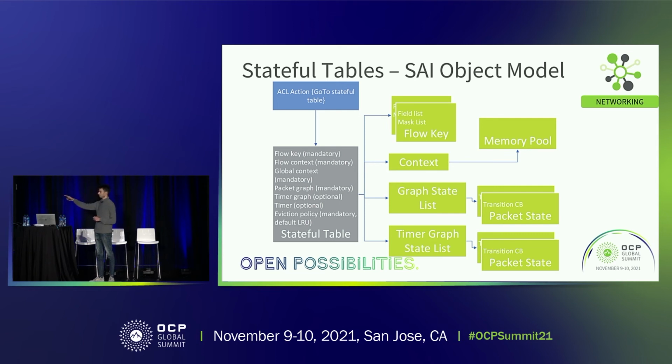Then the stateful table object itself. It has all of these parameters that I listed, and we need an object for the context. We need some way to define a full structure. It can't be a fixed structure, so we need to define some flexible structure, and also we need to define a memory pool, similar to what we have in buffers. Today in SAI, we can allocate memory for buffer pools and so on. So similar thing here, we will tell how much memory we will allocate for that.